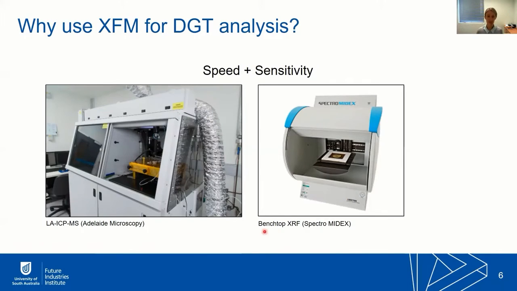Another option would be to use benchtop X-ray fluorescence microscopy, or benchtop XRF. However, this has a much lower sensitivity compared to synchrotron-based XFM. So overall, the main advantages of synchrotron analysis are that it's much faster, at a much lower resolution, and much more sensitive compared to other available techniques.